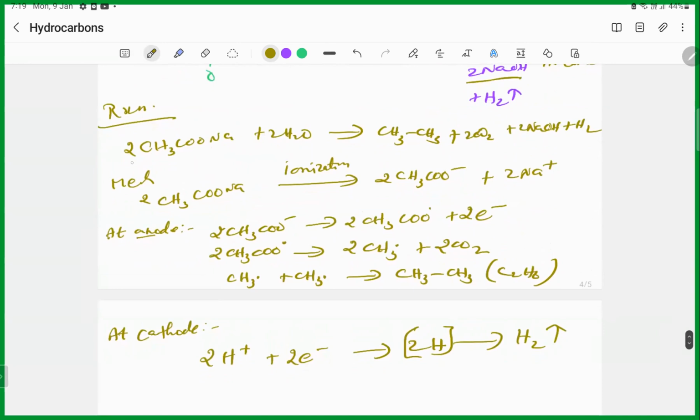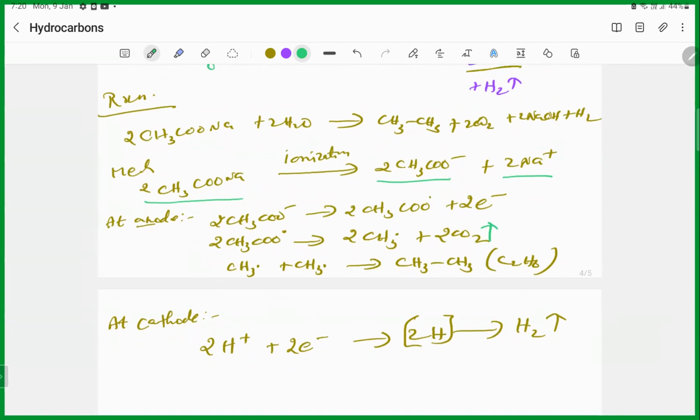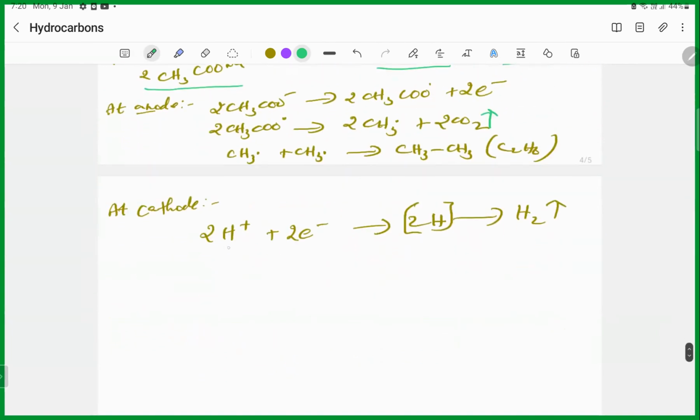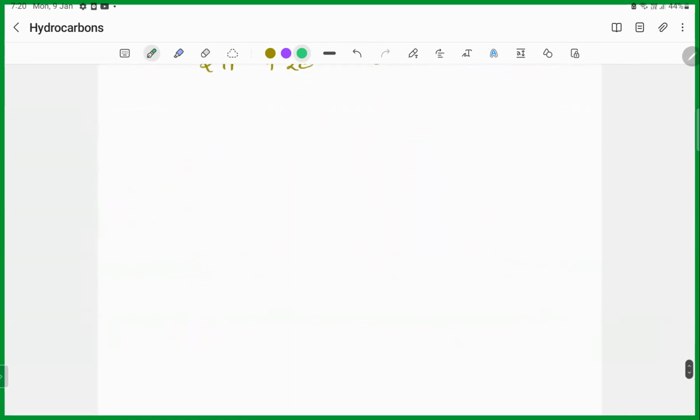When you have CH3COONa plus water, this reaction will take place. First it ionizes into acetate and sodium plus, and that acetate is converted into a radical when it loses the electron. That acetate radical leaves carbon dioxide as a molecule and then a methyl radical. The 2 methyl radicals combine to give ethane. At the cathode, when the 2 hydrogen atoms attract the 2 electrons, it will give hydrogen. This is the mechanism.